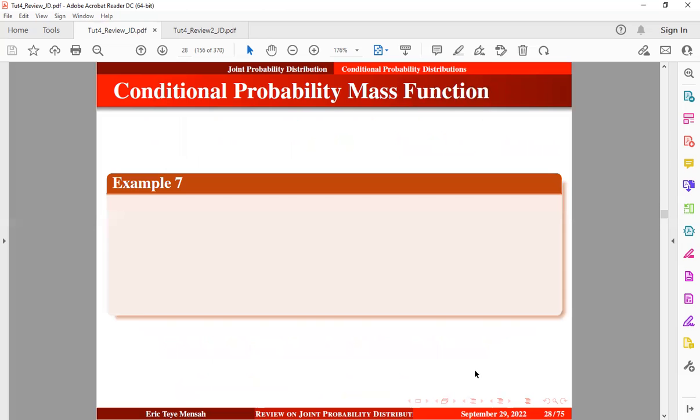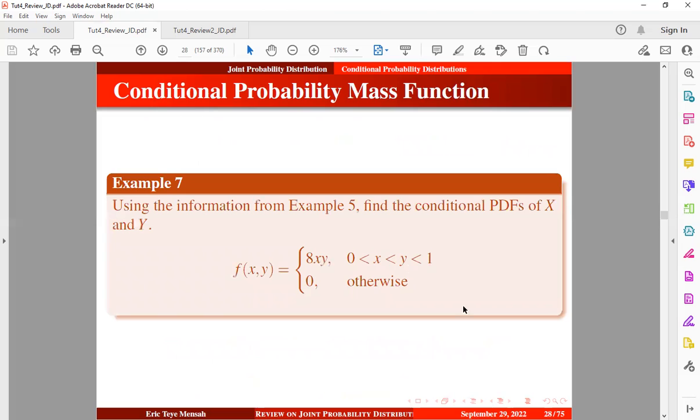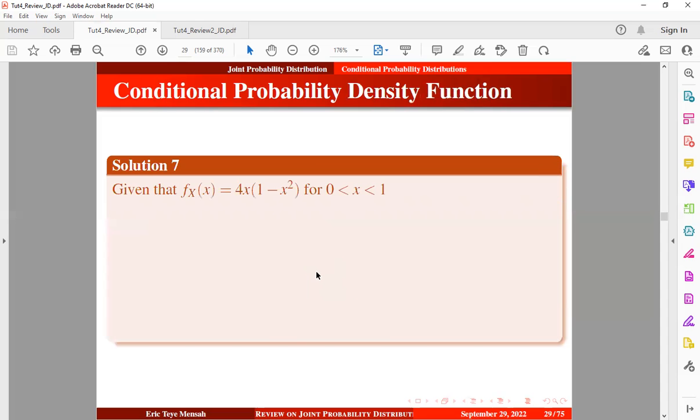All right, so let's take another example. Using the information from example 5, we want to find the conditional PDFs of x and y. If you have skipped example 5, you can just click on the link in the card above or check the description of this video for the link. I think the example was on joint and marginal PDF. All right, so let's take a look at the solution.